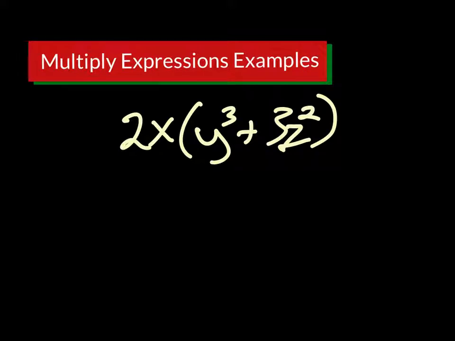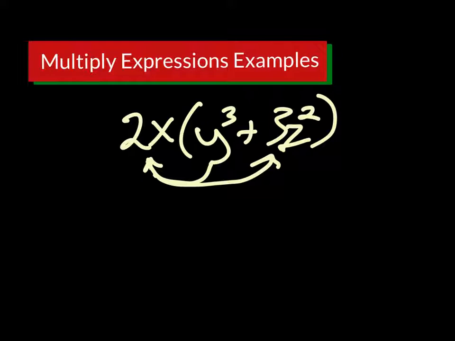Now the first thing we're going to do, remember, is use the distributive law to get rid of the brackets. And that means we multiply the value outside the brackets, in this case 2x, by everything inside the brackets. So by y cubed and by 3z squared.